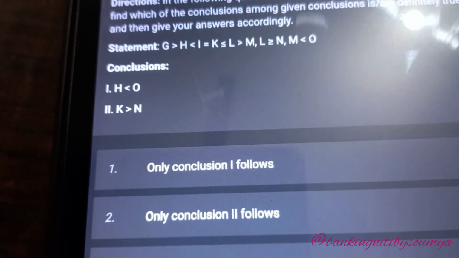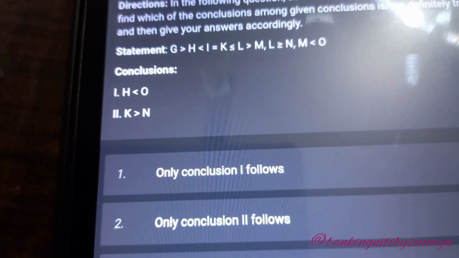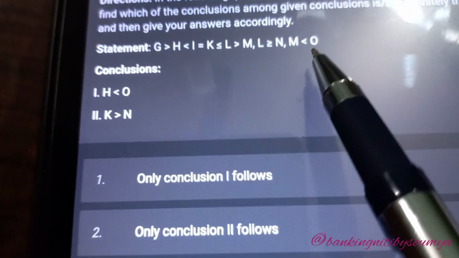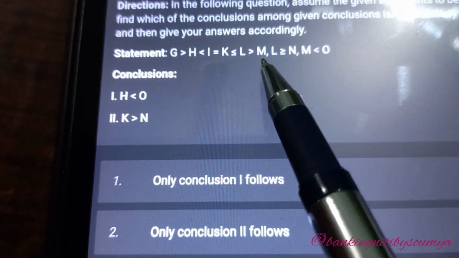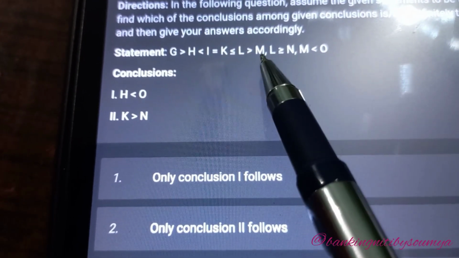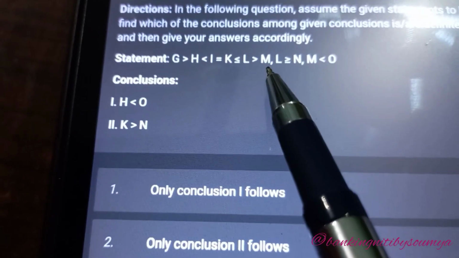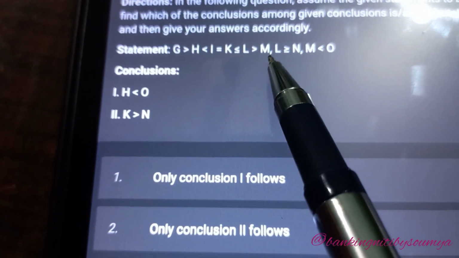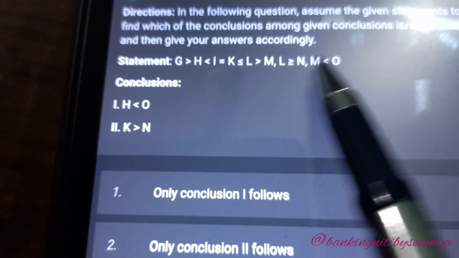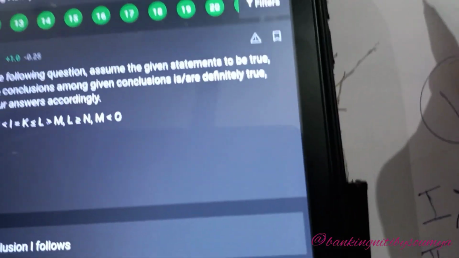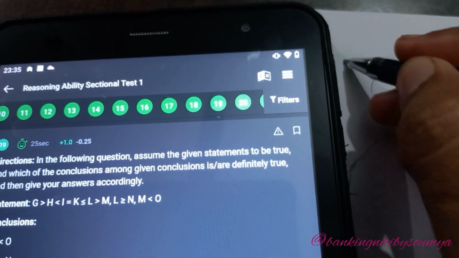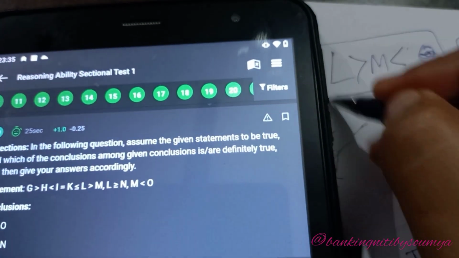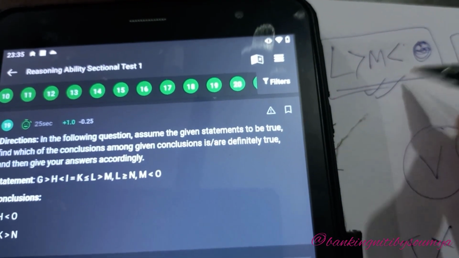Move to the next question. O is greater than H. Now see, O is greater than M, M is smaller than H. So it is wrong, because we can see in this question that O is greater than M, but M is smaller than L. So we cannot move, because two opposite signs came together.